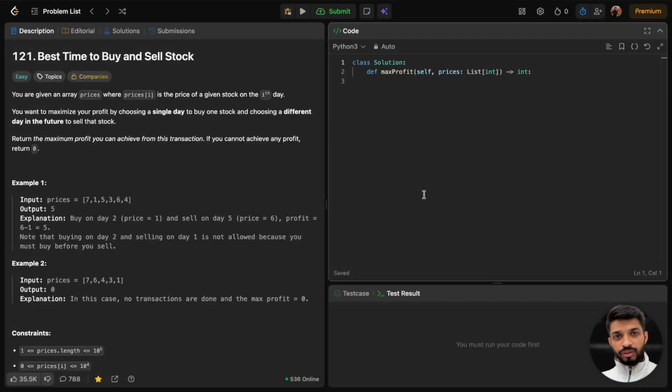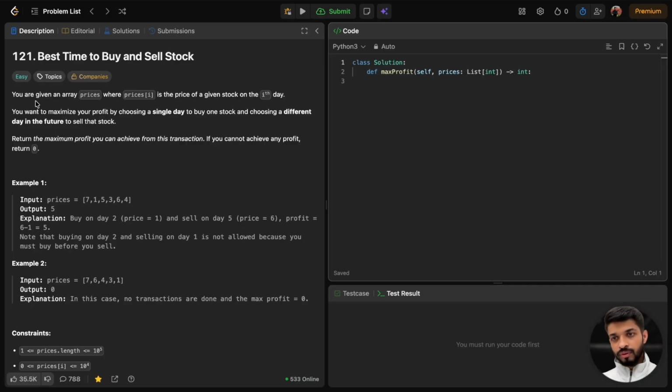Hi, today we are going to solve question number 121, best time to buy and sell stock. I'll read the question for you, then I'll explain an example, and then we'll go for a solution and see how to optimize that. So that will be the outline of our approach.